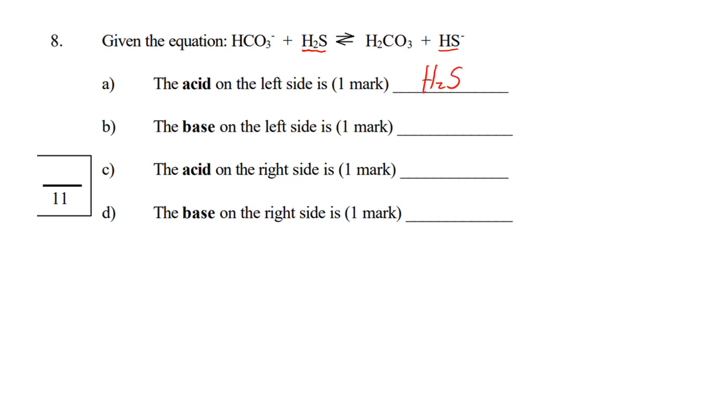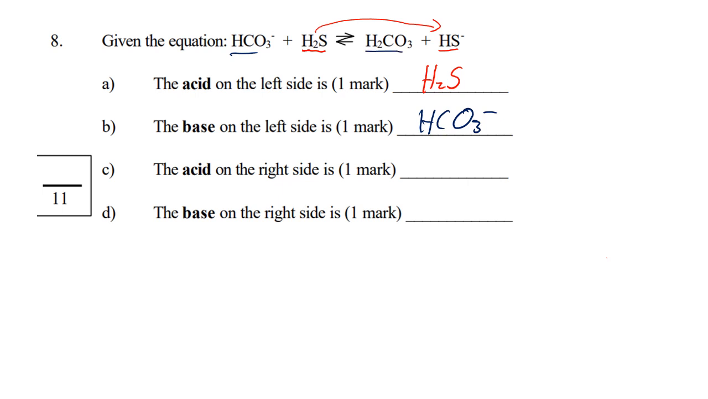The other way you can think of it is that as H2S turns into HS minus, it's going to lose or donate a proton. And so H2S becomes HS minus. So the base on the left side is going to be this one right here, HCO3 minus. Again, we know that these ones are conjugates right here.